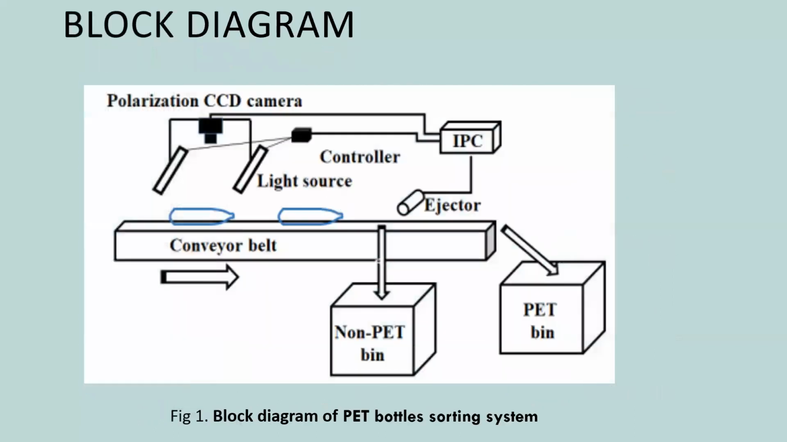Coming to the block diagram. This is the block diagram of this technology. Here is the conveyor belt, ejector, IPC and polarization CCD camera. The common recycling plastic bottles can be divided into four categories, that is PET, PE, PP and PS.